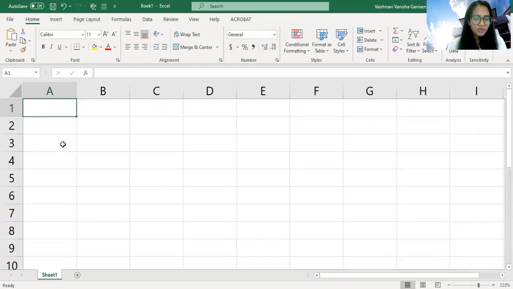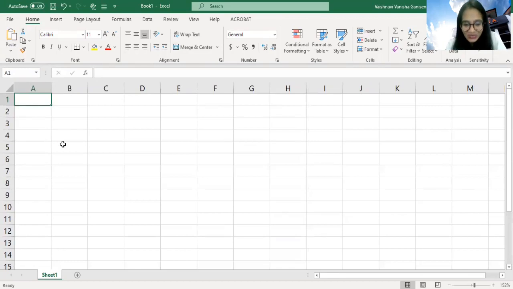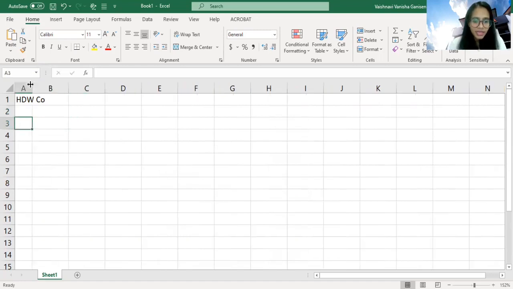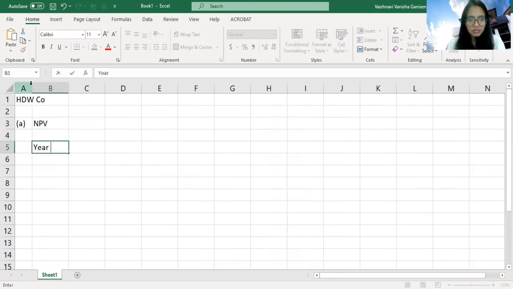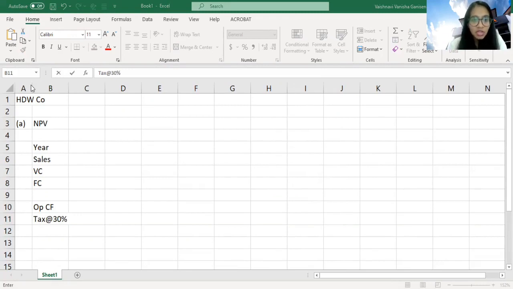Okay, so this question is HDW code. Now, in terms of HDW, part A is to calculate your NPV. Now, your NPV would be, okay, year, sales, cost. Sorry, we had variable cost, we had fixed cost. Guys, remember, I always use this method. Have you ever seen me use a different methodology? I have never used a different methodology before. This is the only way that I use to calculate my NPV. I do not use a different method.